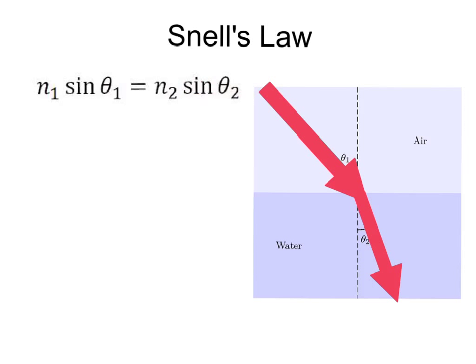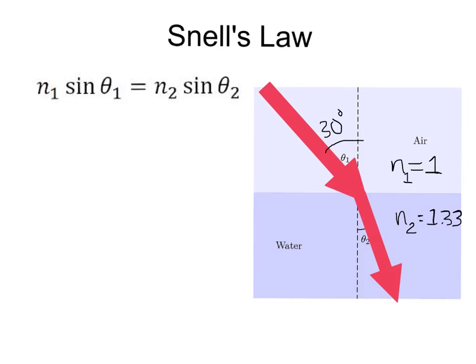So let's see what these values are. Well, we know that the N for air is 1, hence N1 will equal 1. And we know that the index of refraction for water is 1.33. Let's say this angle right here is about 30 degrees. So let's see how we can put these values in and solve for what our angle of refraction is.